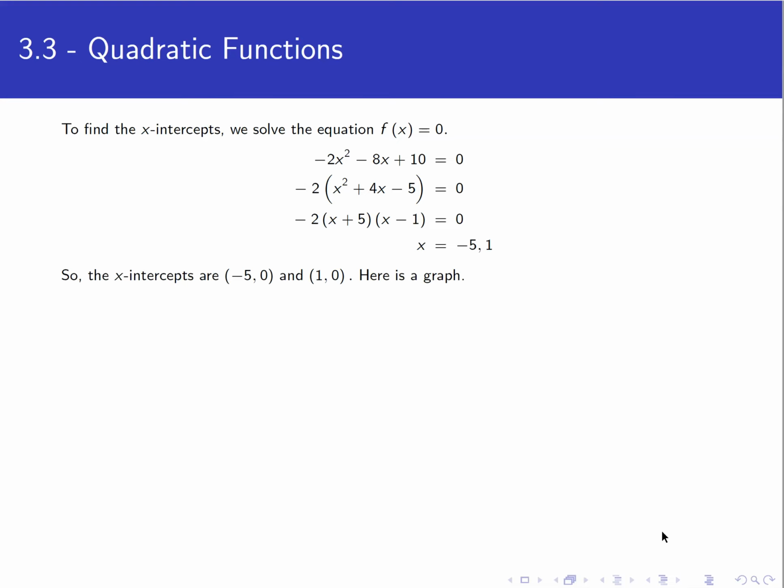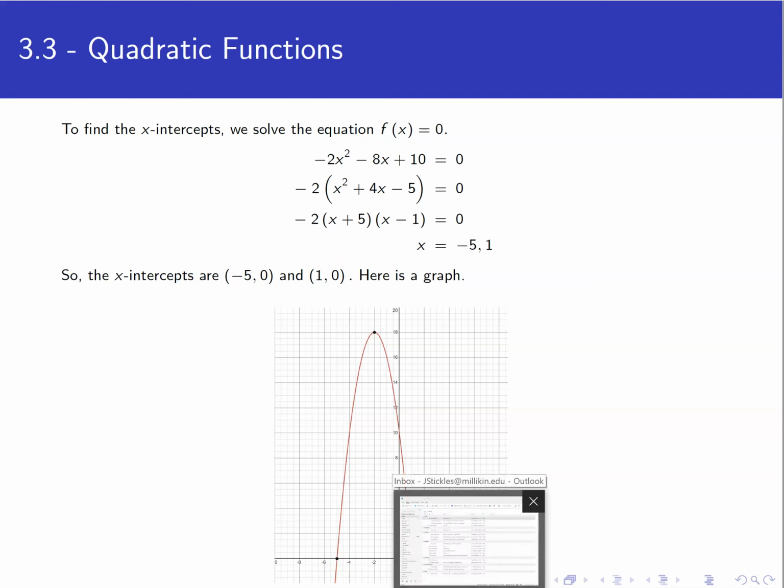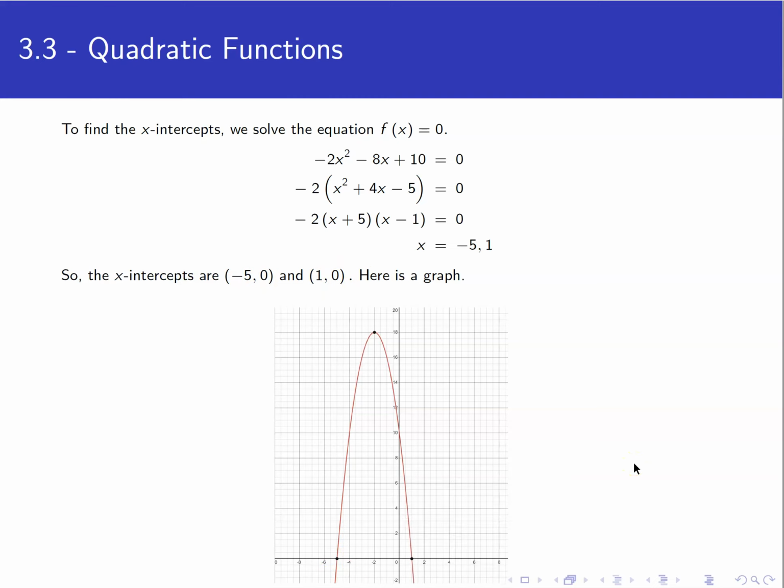Hence, the x-intercepts are negative 5, 0, and 1, 0. We now have enough information for a graph. The vertex was the point negative 2, 18, so that's plotted way up here. Our x-intercepts were negative 5, 0, and 1, 0. Put those on the x-axis, make a nice curve, if you will. Connect the dots and make a nice curve.